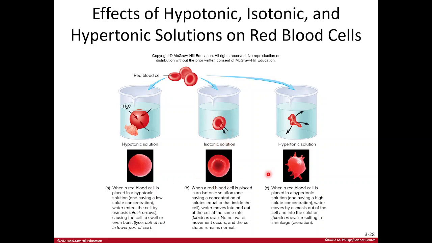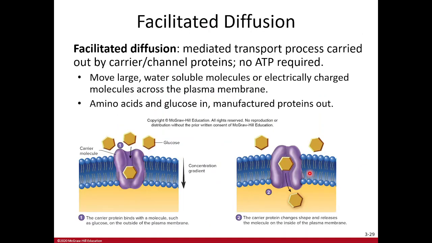So this is how these red blood cells look. This is a normal red blood cell in isotonic solution, a swollen red blood cell in hypotonic solution, and a shrunken or crenated cell in hypertonic solution.